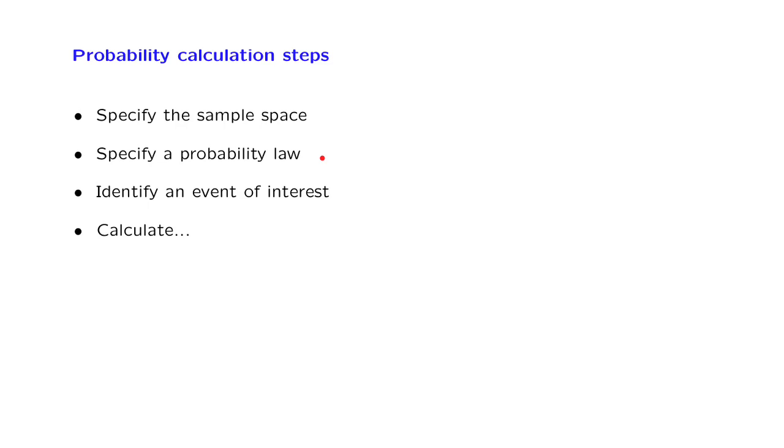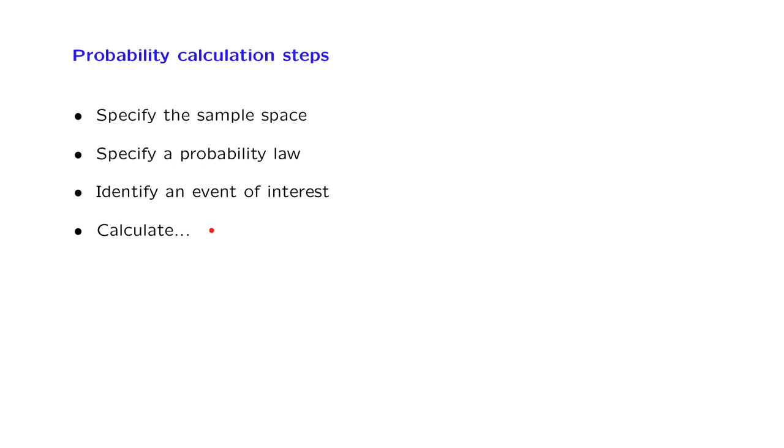Typically, you're interested in calculating the probability of some event. That event may be described in some loose manner, so you need to describe it mathematically. And if possible, it's always good to describe it in terms of a picture. Pictures are immensely useful when going through this process. And finally, the last step is to go ahead and calculate the probability of the event of interest.